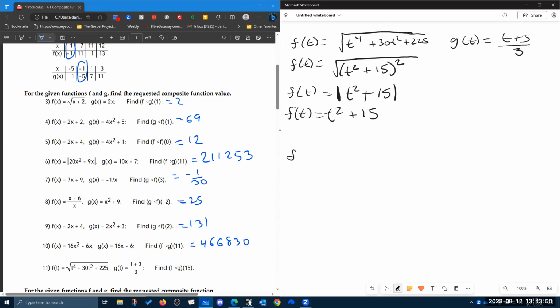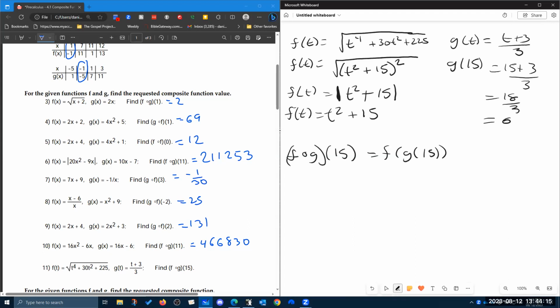Now I want to find f of g of 15. So that's f of g of 15. g of 15 is 15 plus 3 divided by 3, which is 18 divided by 3, which is 6. So I want to find f of 6. f of 6 is going to be 6 squared plus 15, which is 36 plus 15, which is 51.